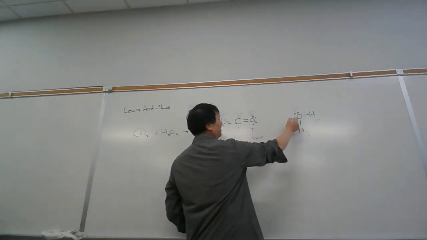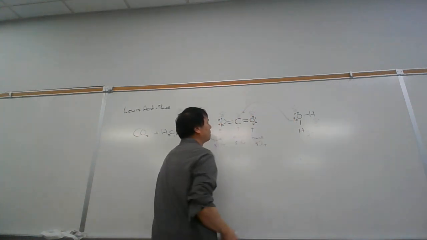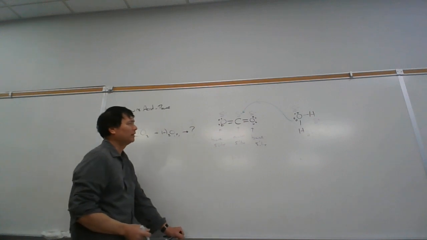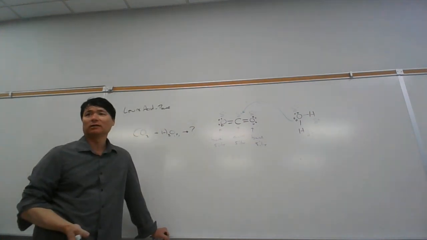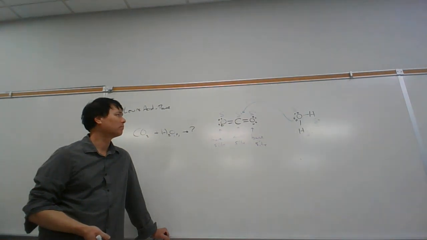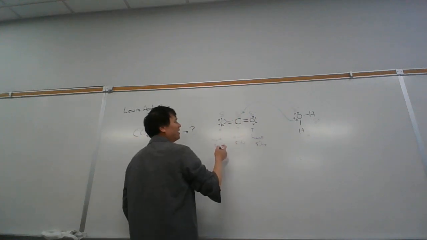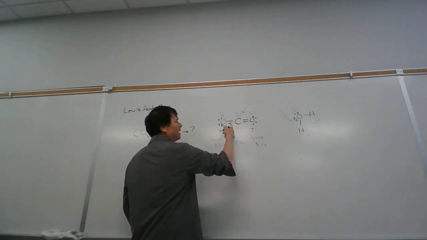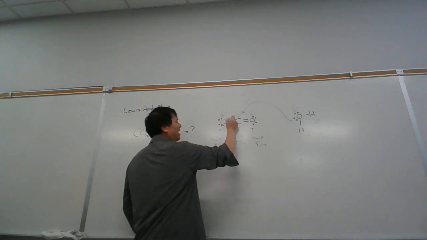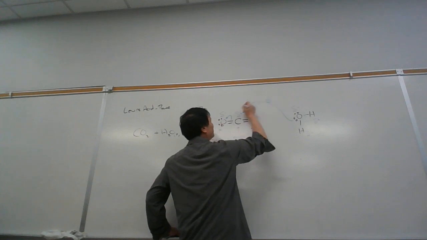So possibility one, this comes in here and attacks this carbon here. But carbon's already got an octet. Do you see that? And so if that happens, then it's got to kick some electrons out. Otherwise, carbon can't have more than an octet. And so what's going to happen is it's going to kick these. So this would be 1, this would be 2.